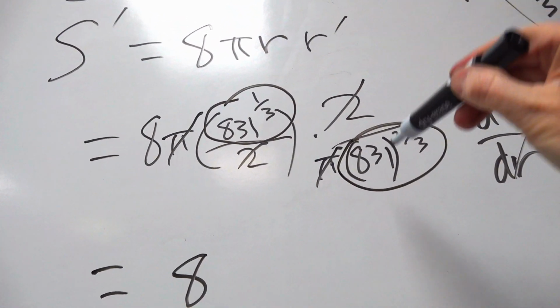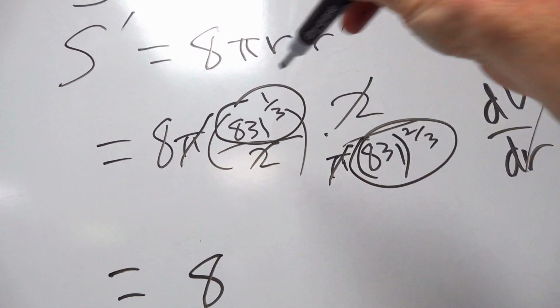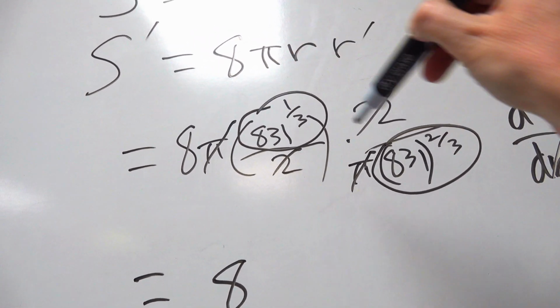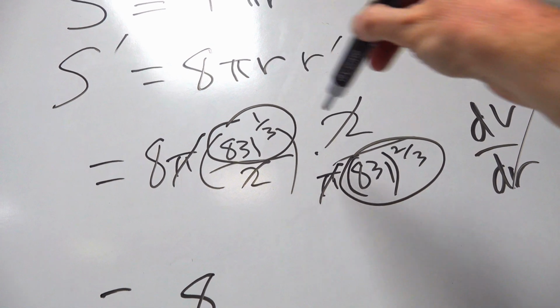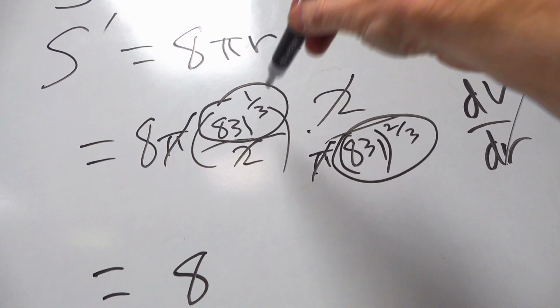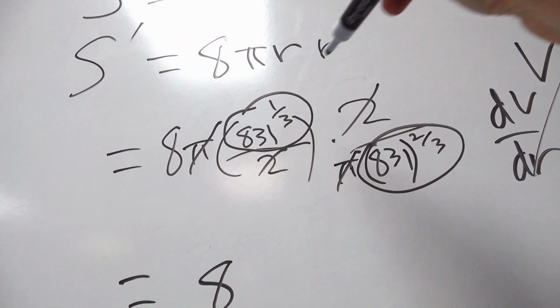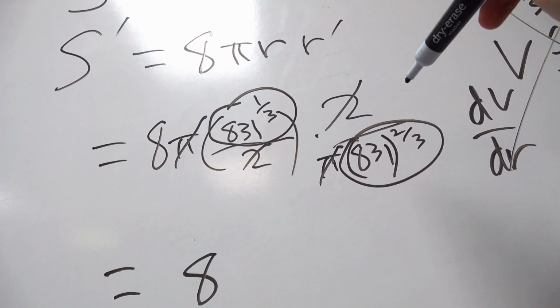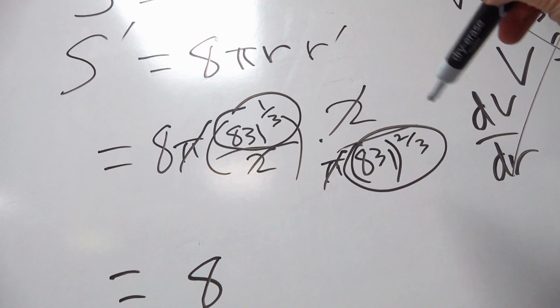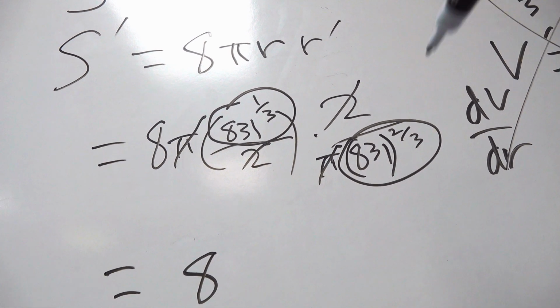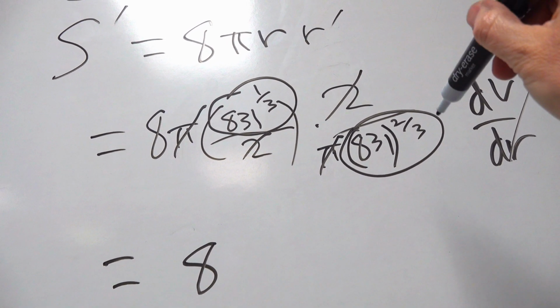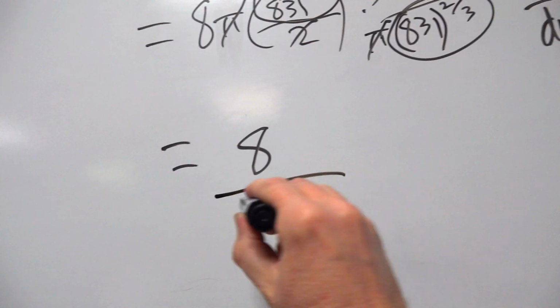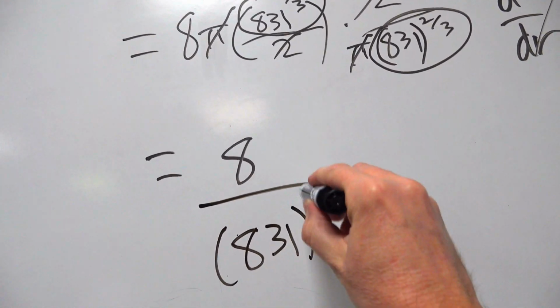Remember, if you have the same base in math, you can cross cancel. Same base, subtract the exponents. Do bigger minus smaller. 2/3 minus 1/3 is 1/3. So it's 831 to the 1/3, but where, top or bottom? Always where the stronger one was. 2/3 beats 1/3. 831 to the 1/3, okay?